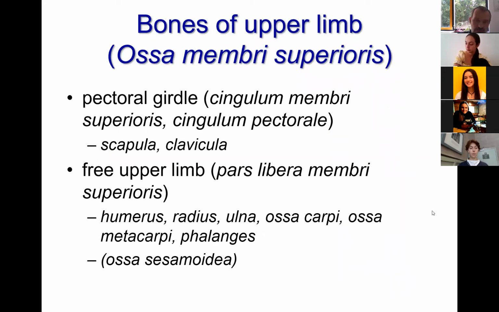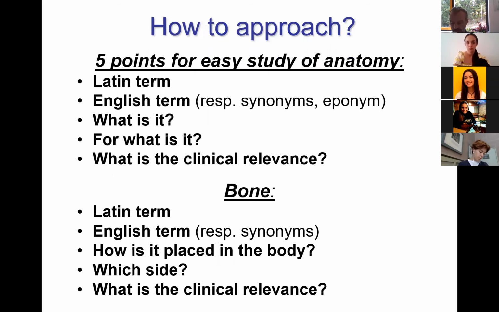Now to the bones of the upper limb themselves. So we have the pectoral girdle composed of scapula and clavicula, and then the free upper limb composed of humerus in the arm, radius and ulna in the forearm, and then the other bones. That's just the overview. And now how to approach it. Generally, before you start to study any bone, there are some points on how to study anatomy.